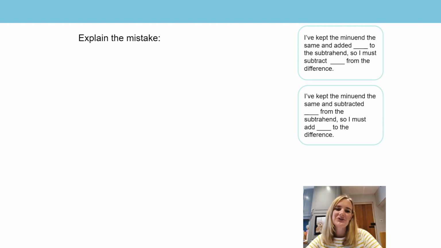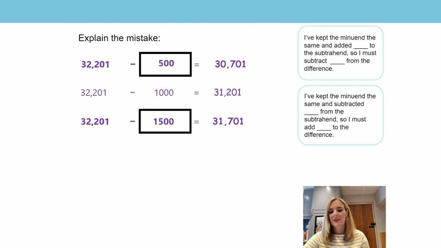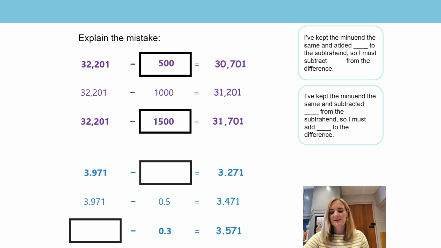Okay, so it's your turn to be the teacher now. I would like you to explain the mistakes in these calculations. So we've got the first set in purple, and then we've got another set in blue. And there are some mistakes on our boxes that have been filled in, and I'd like you to see if you can find those mistakes and explain what they've done wrong. So pause the video here and spend a bit of time having a look at that, and we'll come back together in a moment.